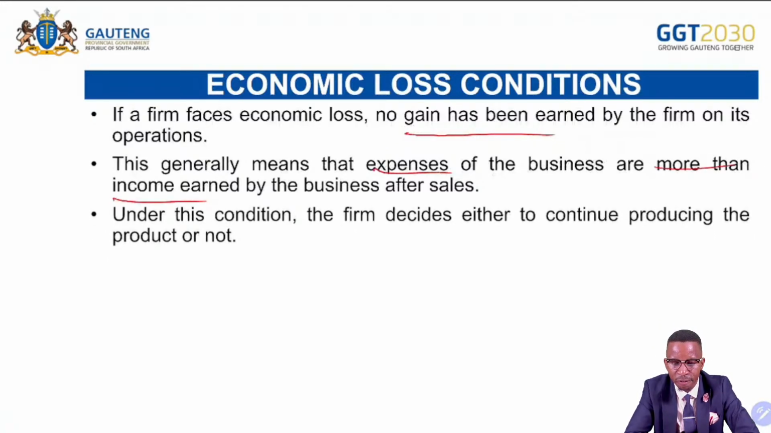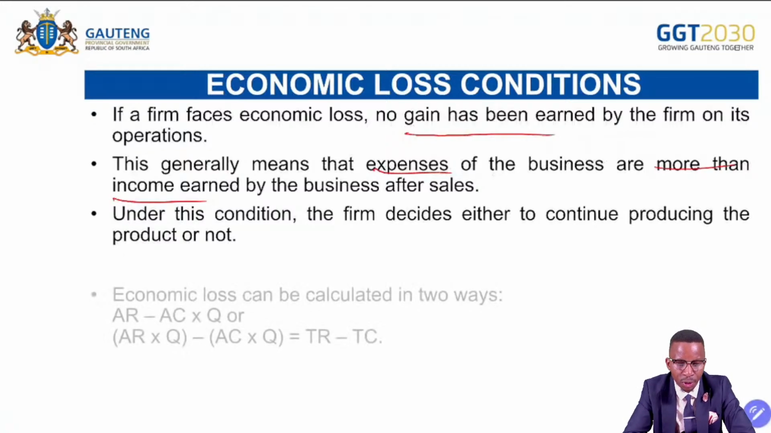Under this condition, the firm decides either to continue producing the product or not. If the economic loss is even more severe, to the point that the firm cannot afford to cover its variable cost, then the firm can exit the market. But the firm can also stay while making economic loss if the loss is still manageable.